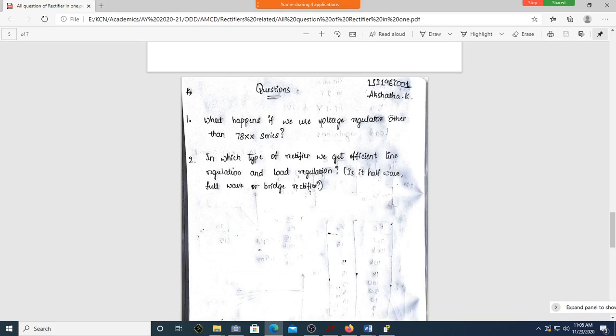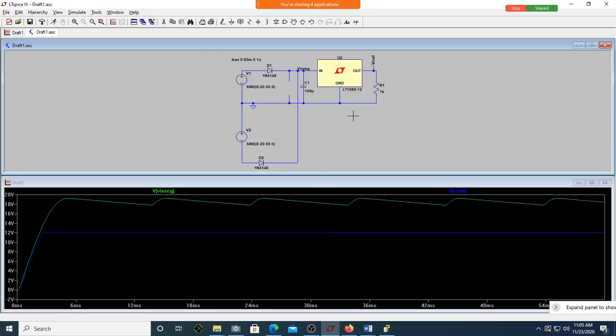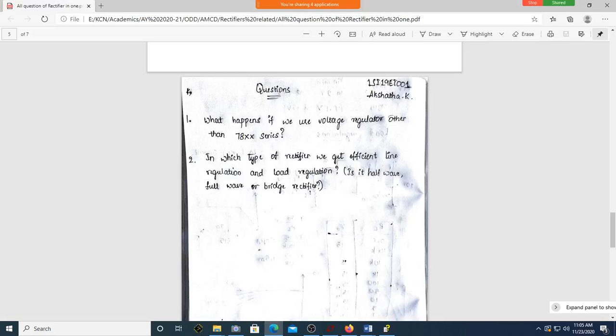What happens if we use a voltage regulator other than the one we used? Nothing will happen, you will get the corresponding voltage. As we are using LT spice, the LT spice number is LT1085. So it doesn't matter whether you use 7805 or something else; according to that, you will get the output.